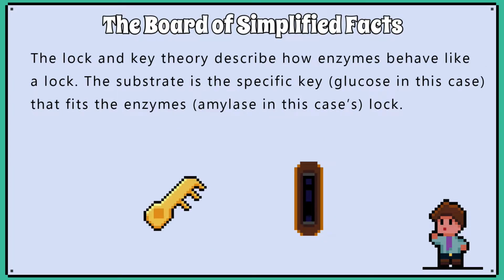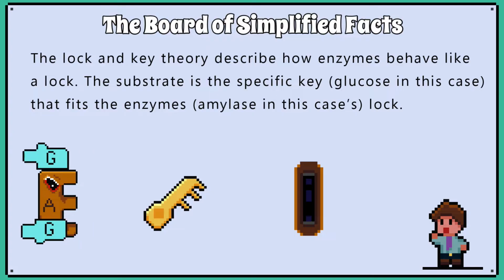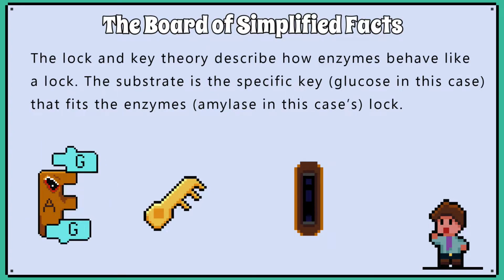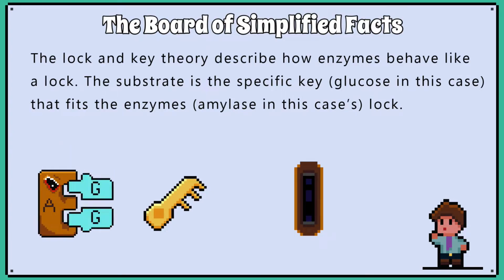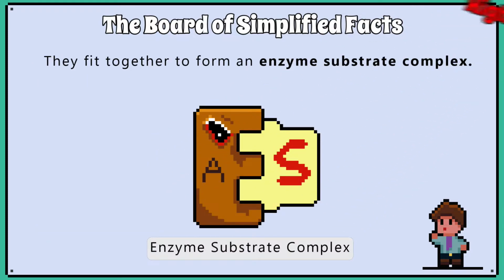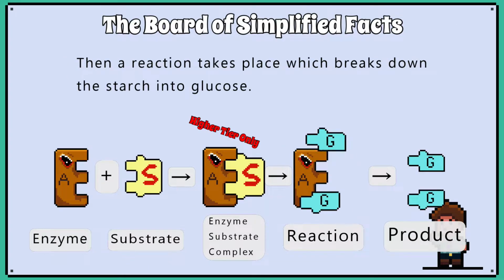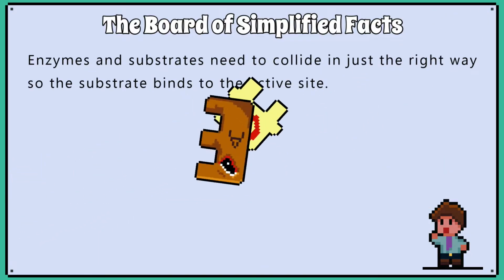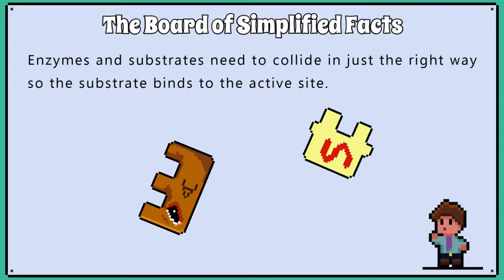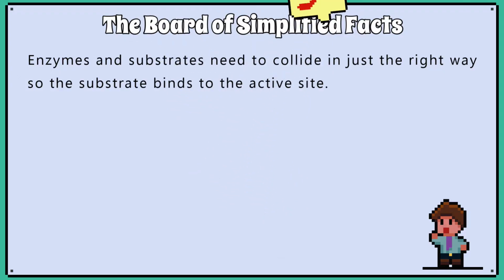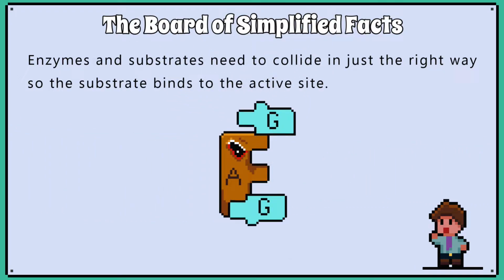The lock and key theory describes how enzymes behave like a lock. The substrate is a specific key, starch in this case, that fits the enzyme's lock, amylase in this case. They fit together to form an enzyme-substrate complex. Then, a reaction takes place which breaks down the starch into glucose. Enzymes and substrates need to collide in just the right way so the substrate binds to the active site.